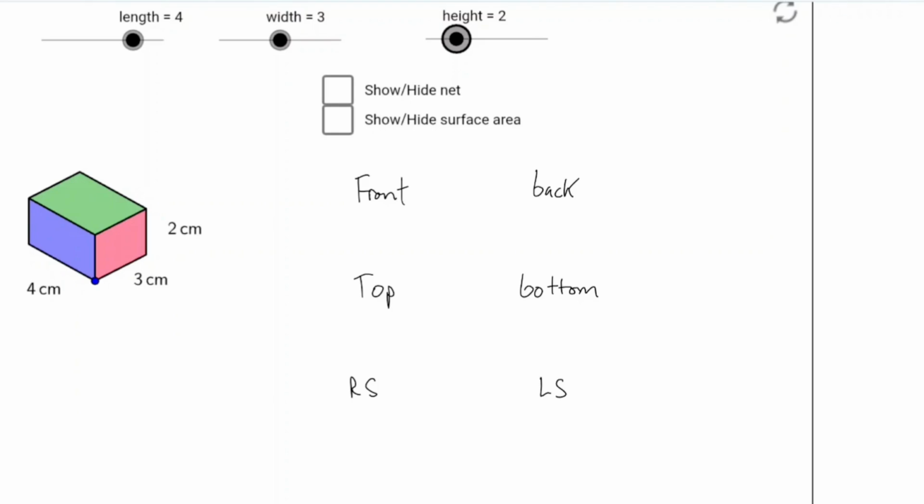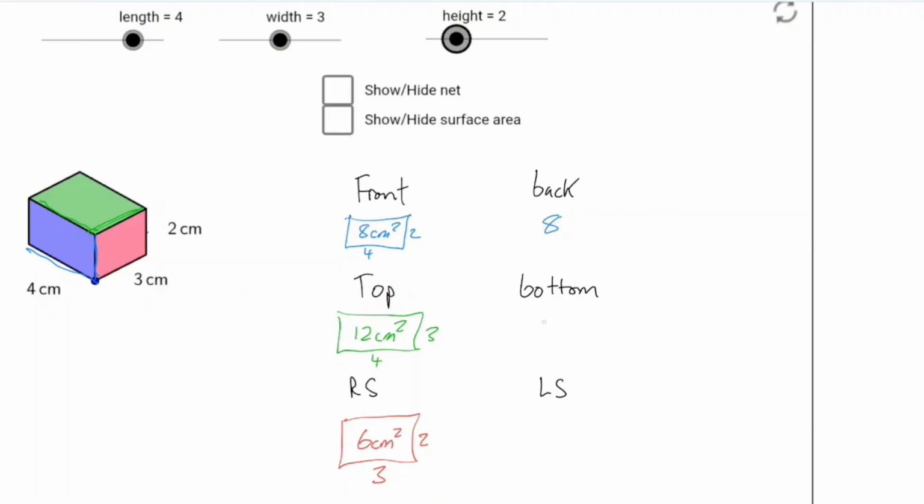So let's do blue for the front. So the front dimensions are 4 by 2, because this line is parallel to this line. So 4 by 2, which is 8 centimeters squared. This is also 8. The top is 4 by 3, which is 12 centimeters squared. And the right side is 3 by 2, which is 6 centimeters squared.